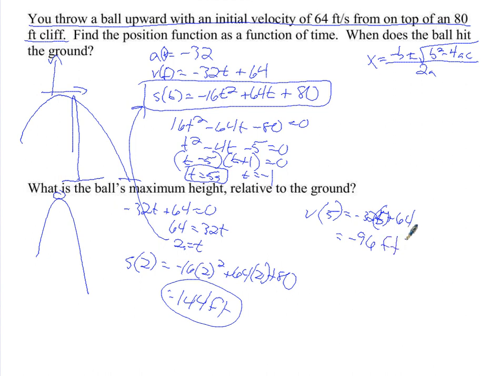feet per second. And what is the significance of that negative sign? It's going down. Okay, so you can leave that negative sign there, or you could say 96 feet per second down. Or you could just leave it as negative 96 feet per second. Good? Okay.